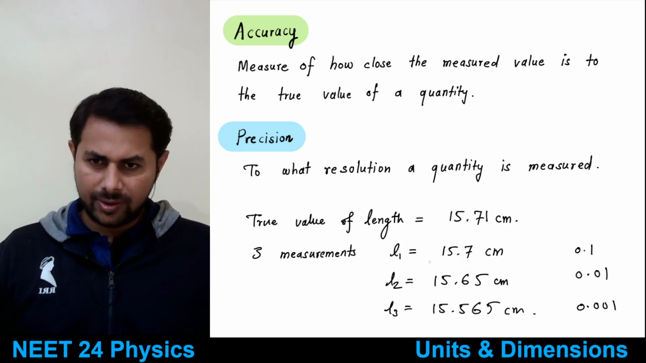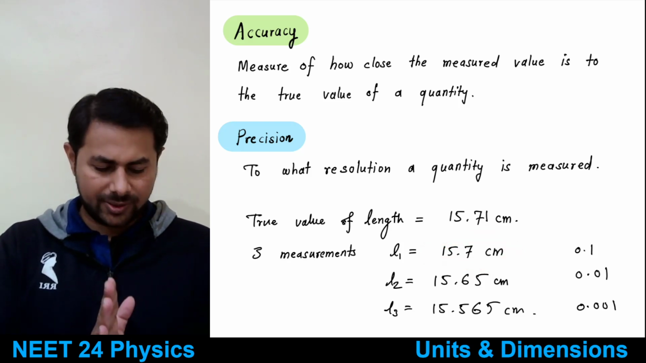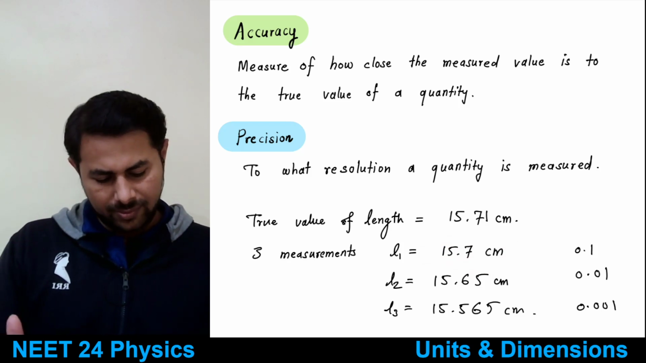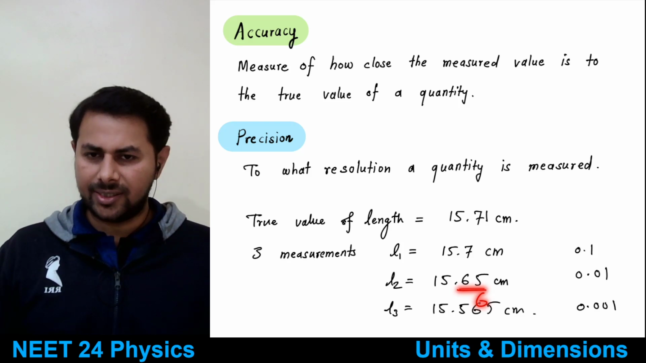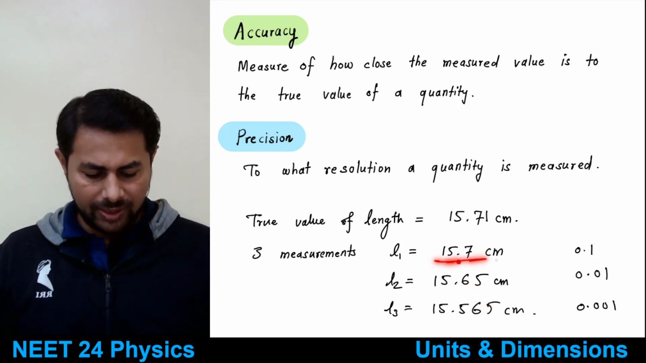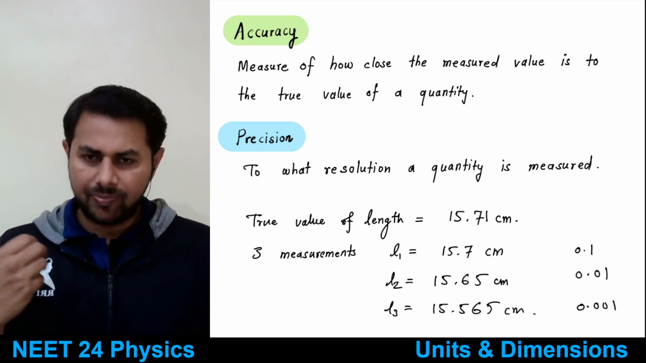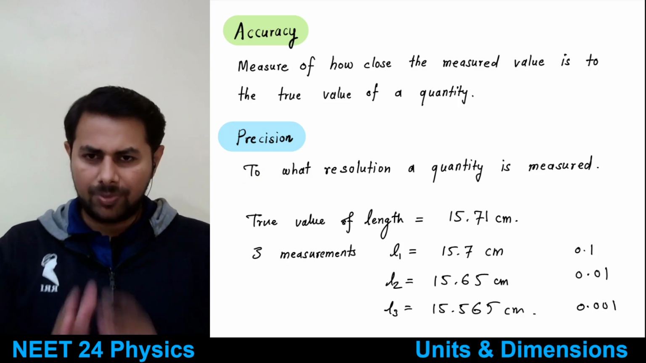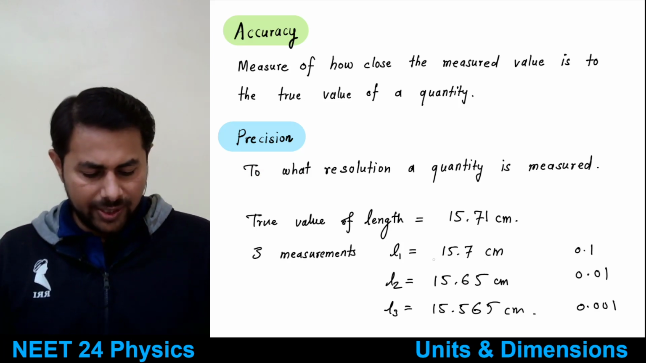Yeah, L3. Right, L1 is closest. There is only 0.1 difference here, and here also there will be 0.6 difference in L2, so L1 is closest, right? But then what is the precision? So precision is the resolution. Resolution means after decimal points how many digits are there.